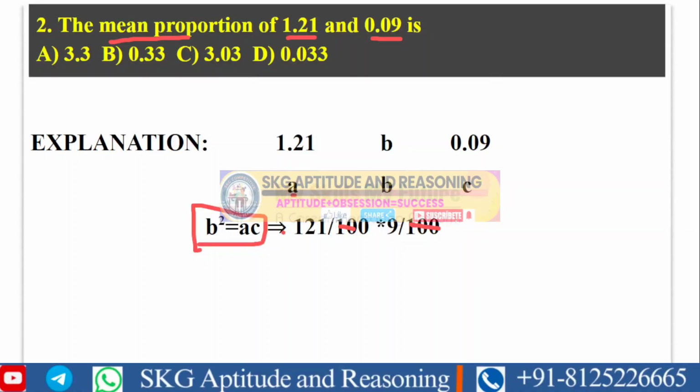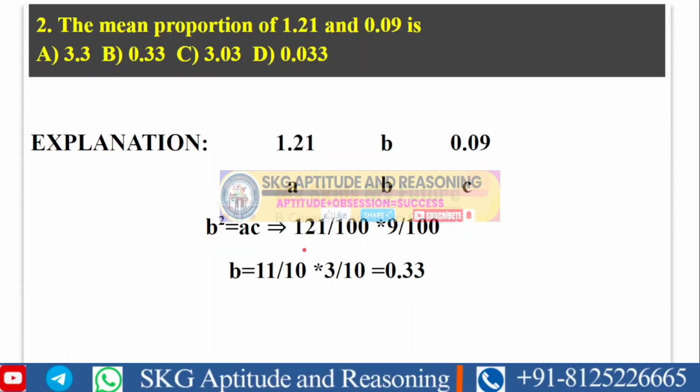If I apply the square root here, 121 will be 11 square, and this 9 will be 3 square, so 11 into 3. The 100 will give 11 by 10 into 3 by 10. So at the end, we get the B value as 0.33. All you need to do is apply the values given here and get the answer. So the value of B here is 0.33, which is present in option B.